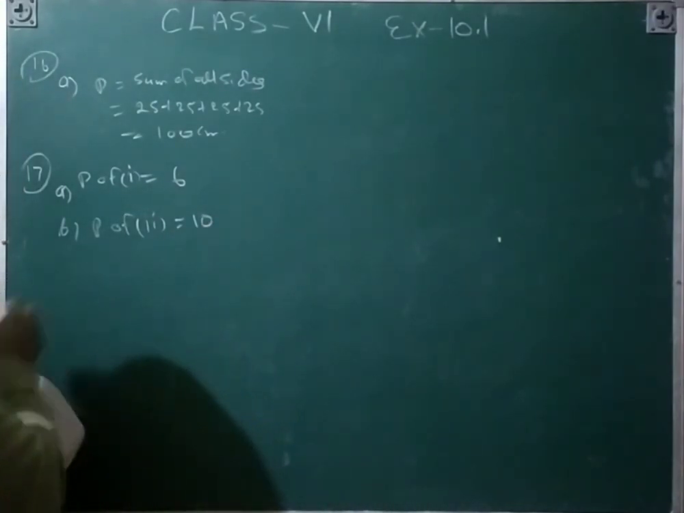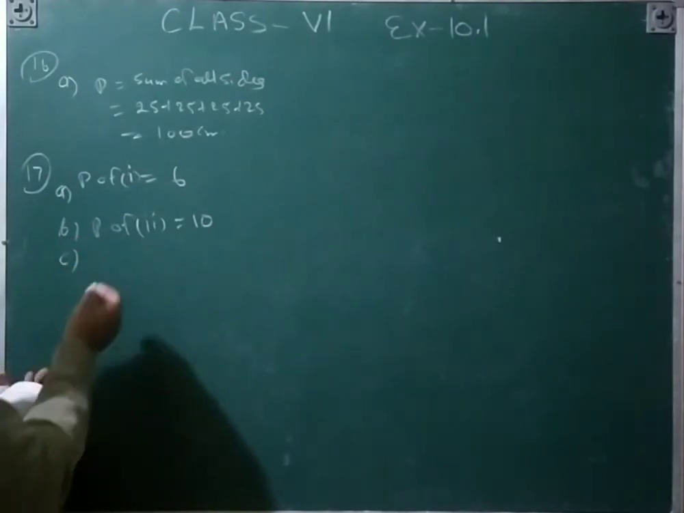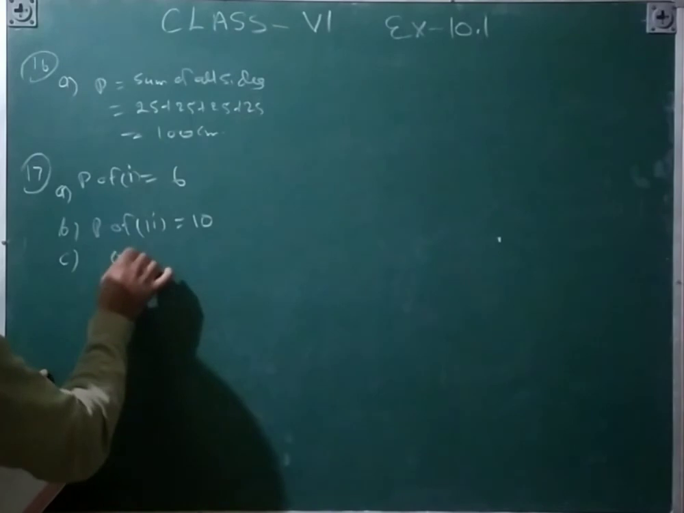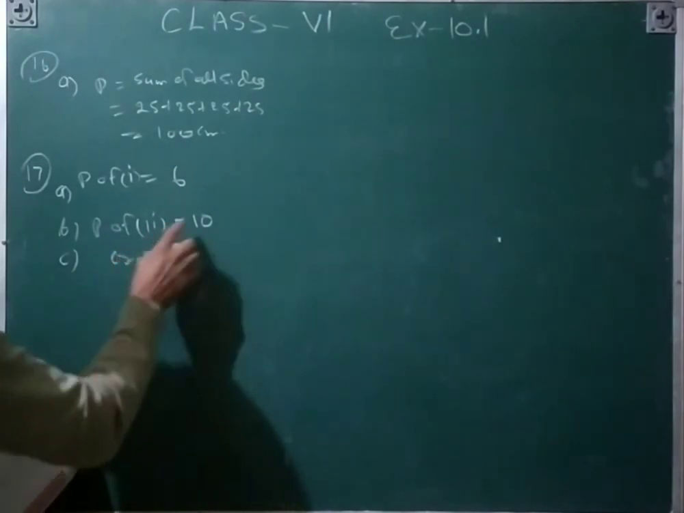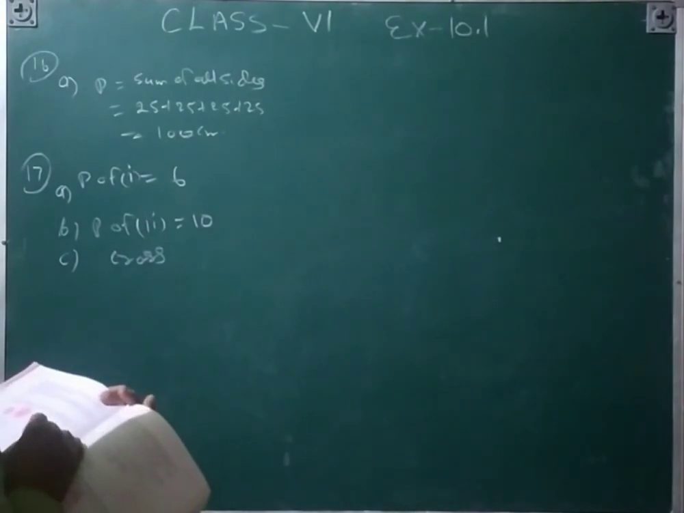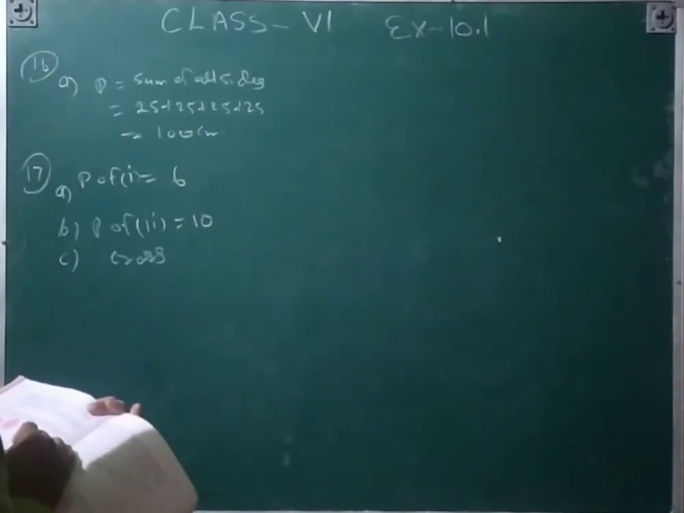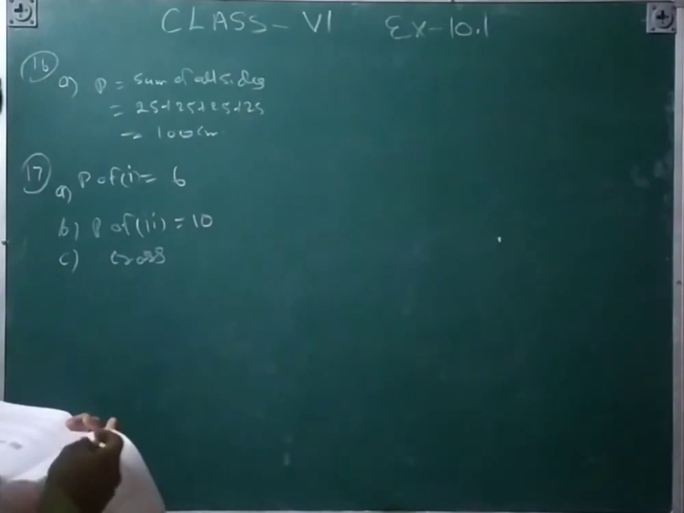Okay, now C part: which has greater perimeter, the cross? That means this one. And then Avneet wondered if there is a way of getting an even greater perimeter. Can you find a way of doing this? Yes, we can do this. Okay.